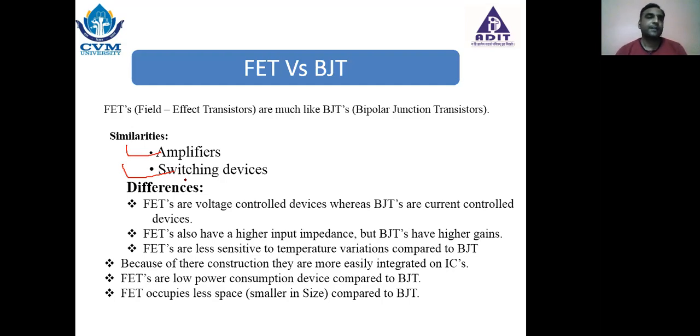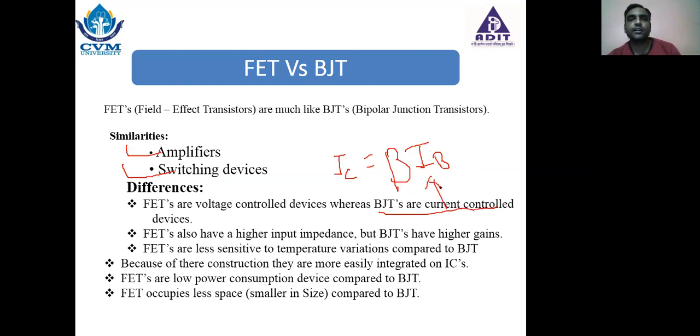Differences. FETs are called voltage control devices, while BJTs are called current control devices. Now in the BJT, we have seen its output equation: the output current IC depends on the input current IB. That is the dependency of the output current on the input current. That's why the BJT is called current control. Output is controlled by the current IB.